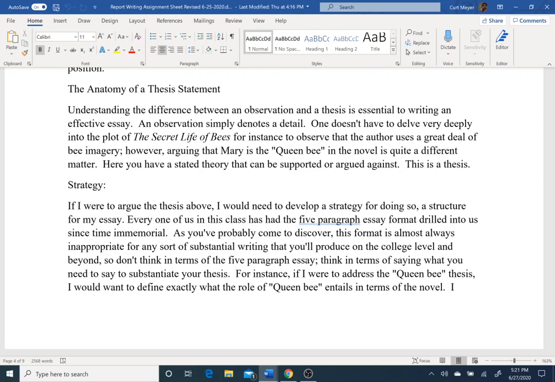Thesis comes from the same root as theory, theology, and so on. A thesis implies a theory, right? A thesis presents a theory, right? So just keep that in mind, okay?